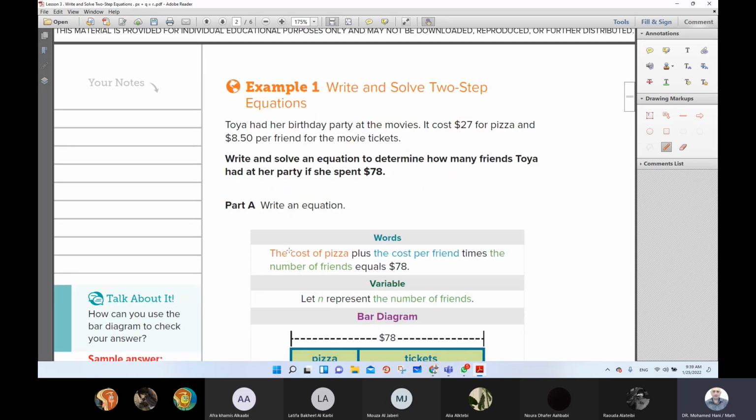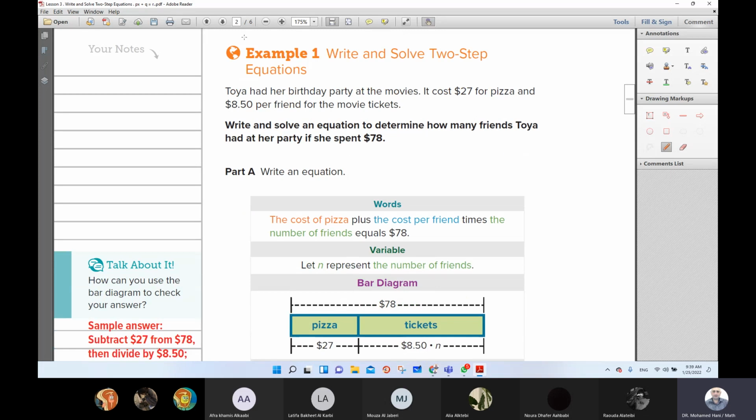For example, write and solve two-step equations. Toya had her birthday party at the movies. It cost $27 for pizza and $8.50 per friend, but we don't know how many friends. So this is the missing value, this is the variable. For the movie tickets, write and solve an equation to determine how many friends Toya had at her party if she spent $78.